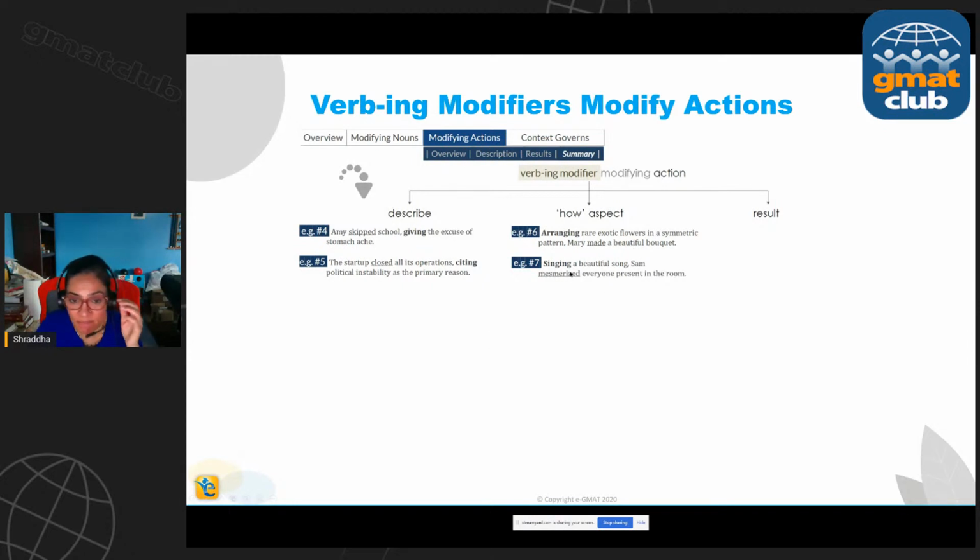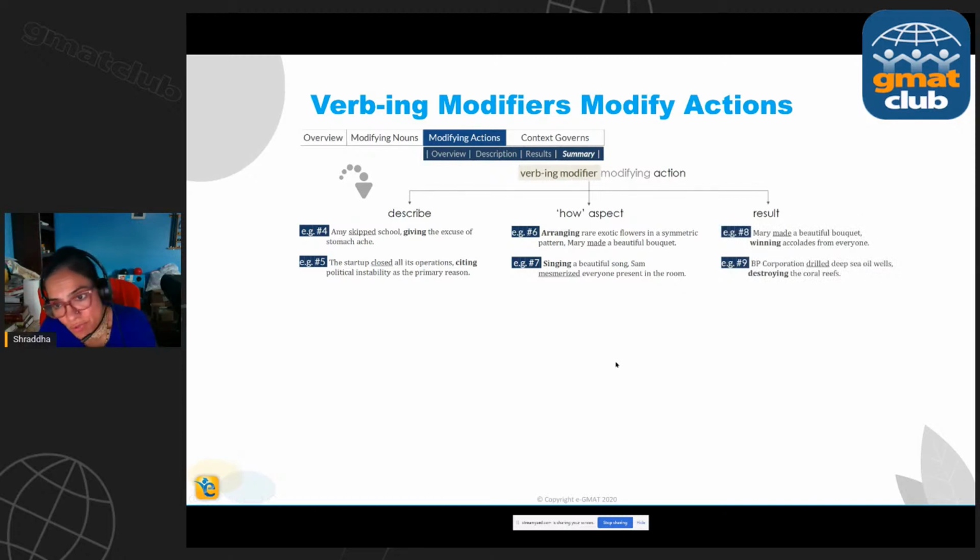Same as with example 7 here. Singing a beautiful song, Sam mesmerized everyone present in the room. Again, the verb ing modifier, which is placed in the beginning of the sentence, is presenting how Sam mesmerized everyone. That is by singing a beautiful song. Once again, this modifier can also be placed after room. So we will have room, comma, singing a beautiful song. So when it comes to the how aspect, the modifier can be written either before the modified clause or after the modified clause.